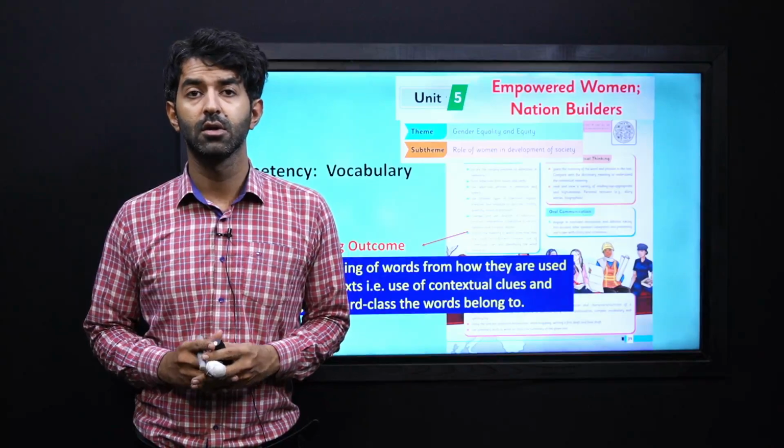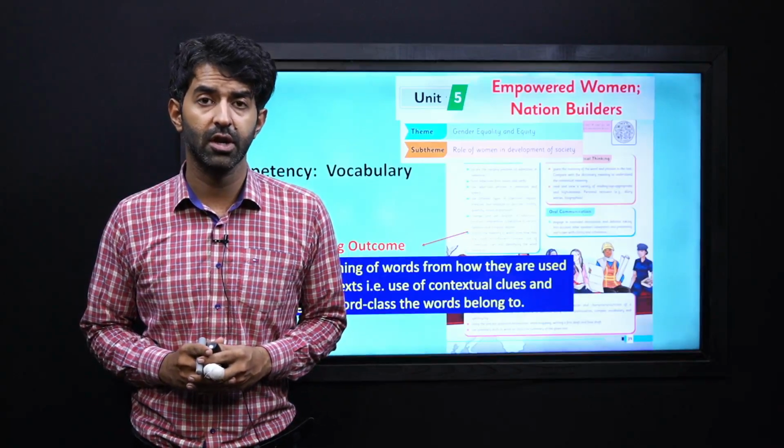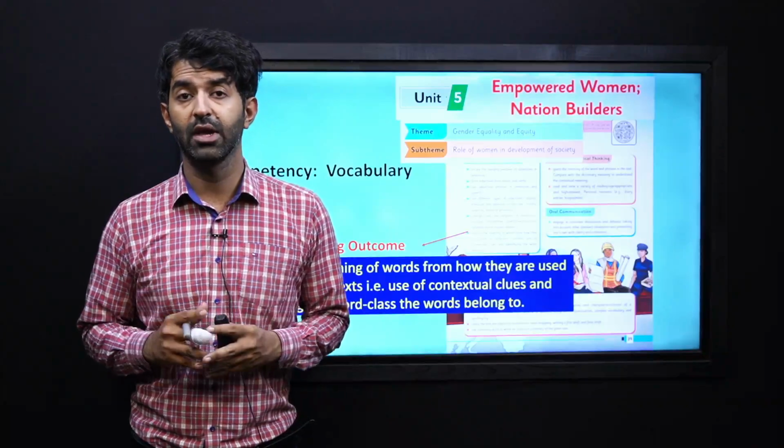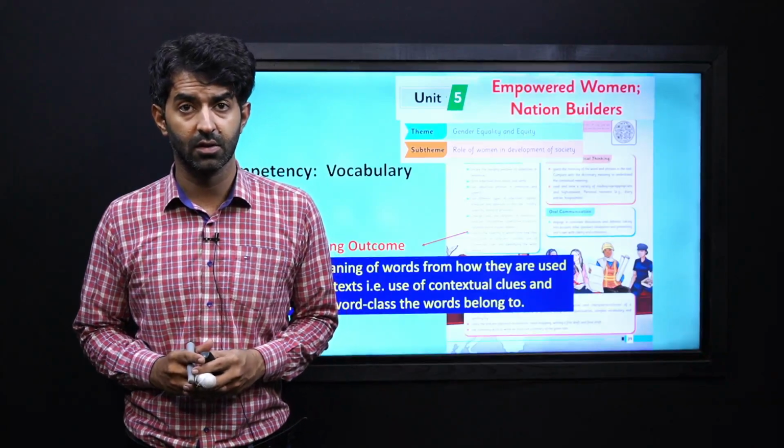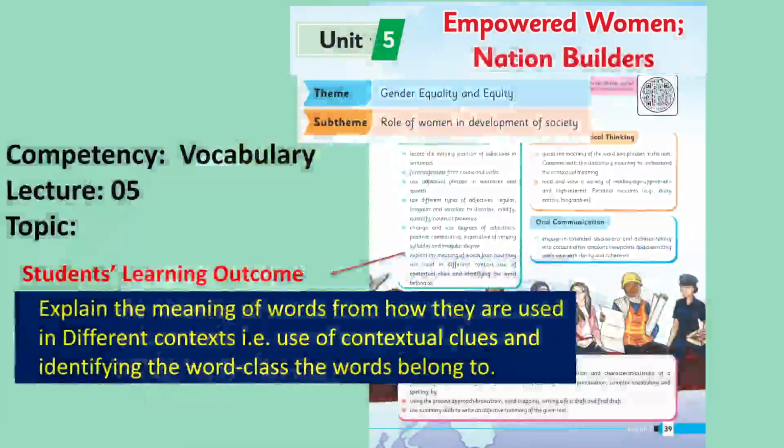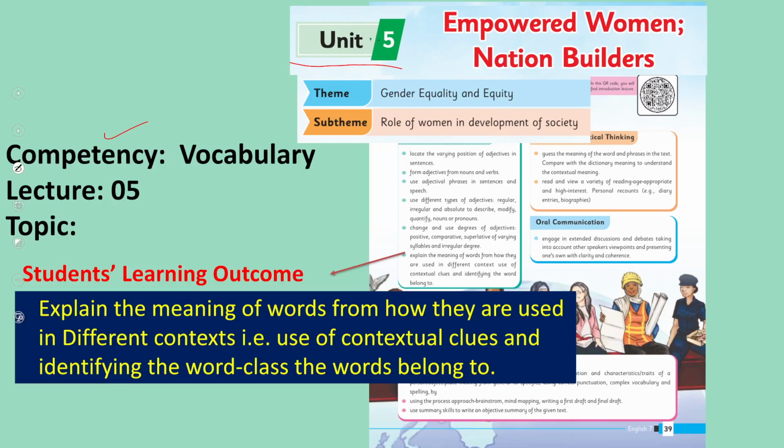My dear learners, let's talk about today's student learning outcome and see how we can achieve it by the end of our lesson. As you know, we are dealing with Unit 5. We are talking about the competency of vocabulary. So let's see what SLO we are going to cover.